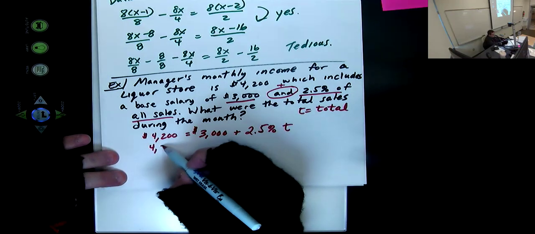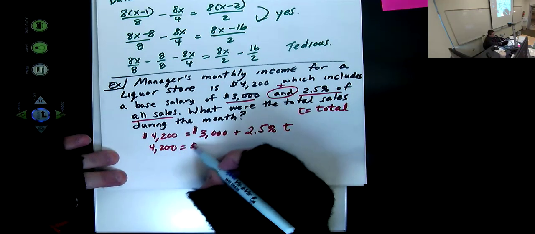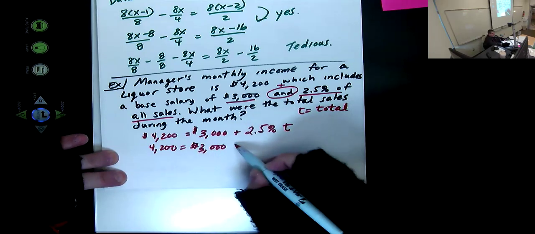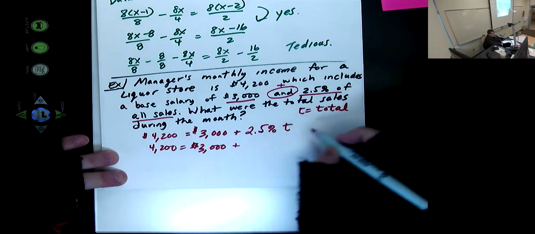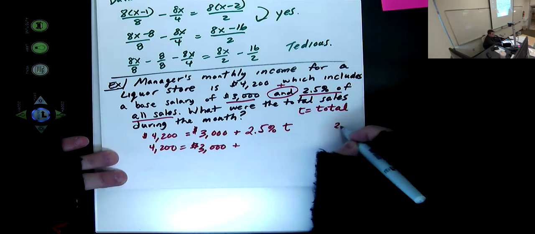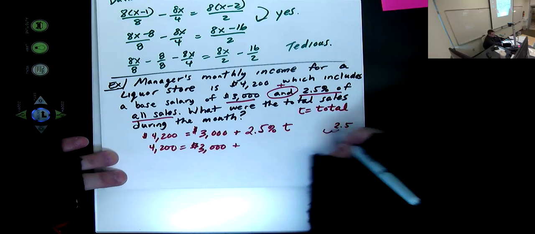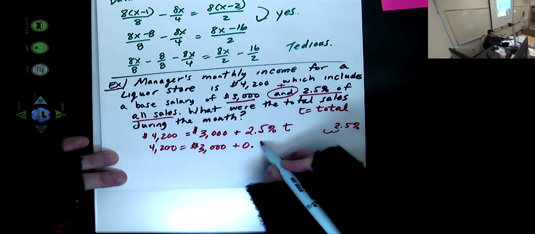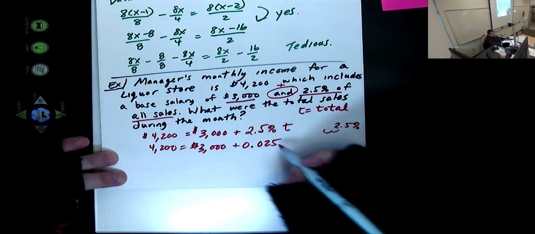Now, instead of working with the percentage, that's not something we work with. So to convert from a percentage to a decimal, you have to move the decimal to the left twice. This becomes 0.025 without the percent symbol.